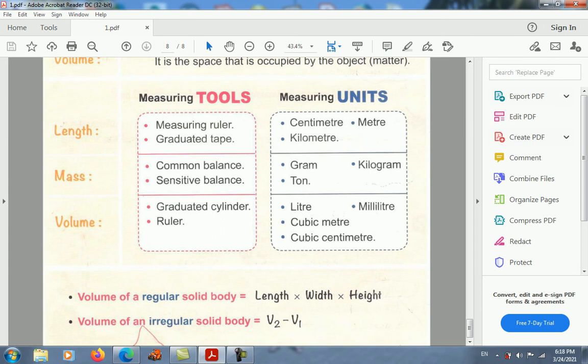or ton. The third point of comparison, the volume. Talking about tools, it will be graduated cylinder or ruler. Concerning the units, it will be liter, milliliter, cubic meter, or cubic centimeter. Volume of a regular solid body equals length multiplied by width multiplied by height. Volume of an irregular solid body equals V2 minus V1.